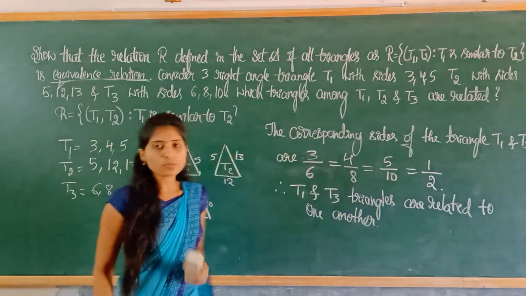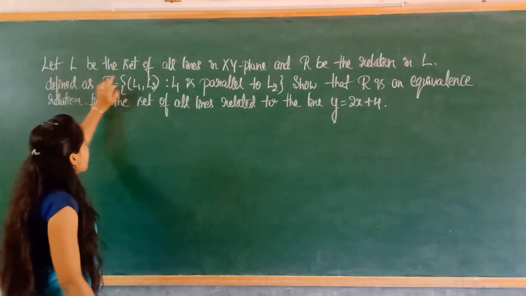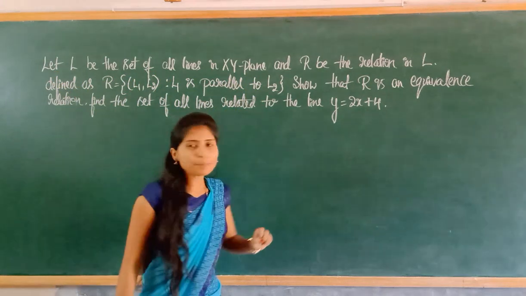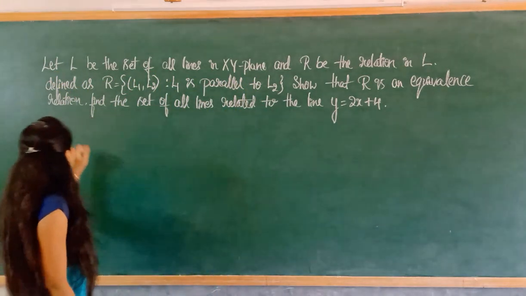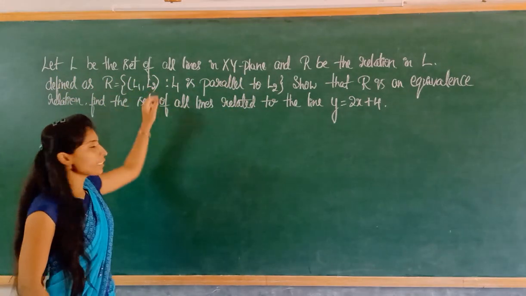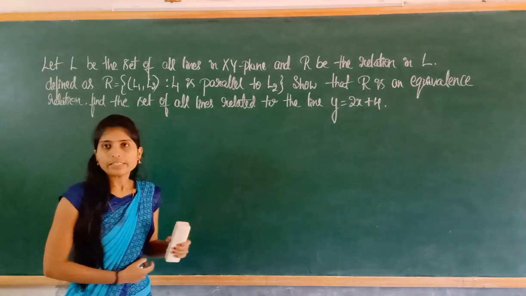Okay, next problem. Let L be the set of all lines in the xy plane and R be the relation in L defined as the set of all (L1, L2) such that L1 is parallel to L2.